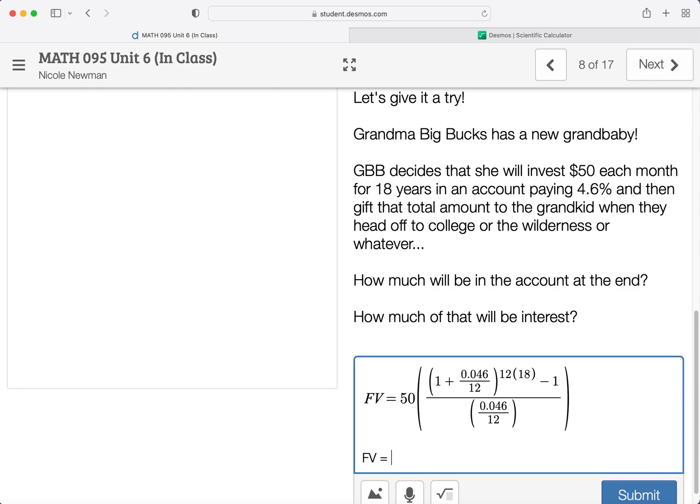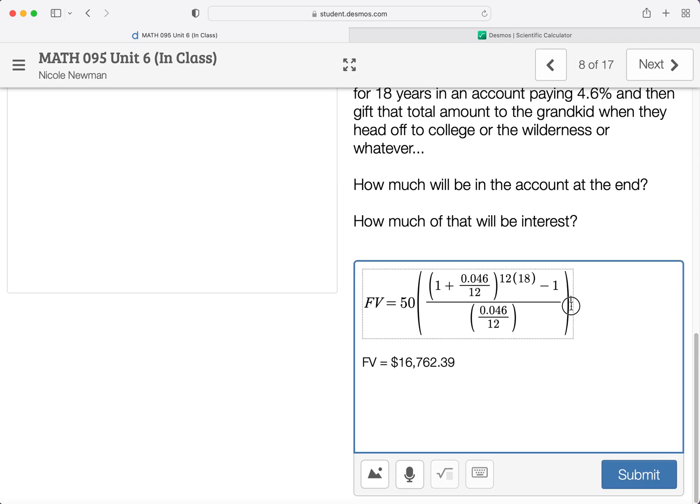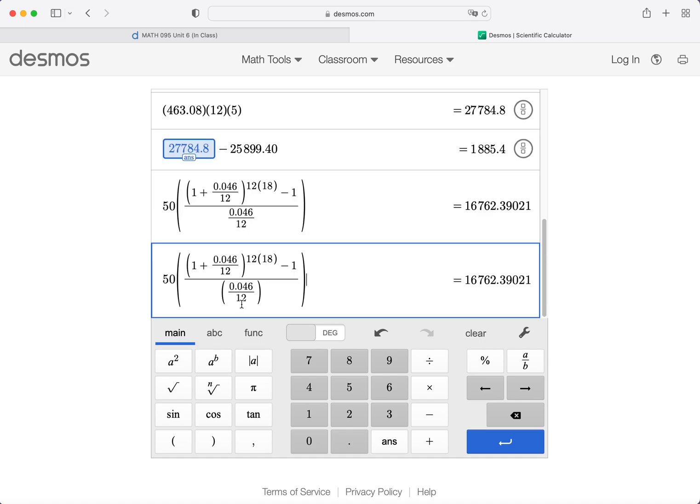Future value equals $16,762.39, maybe a comma for some clarity there. Let me give us some space. And if you are a copy-paste person, just to prove it, we'll get the same thing twice. You can copy it, head over here, paste it, same answer. If you have something like this set up in the Desmos graphing calculator, you can just come in and edit it for your new situation. That's kind of nice too.